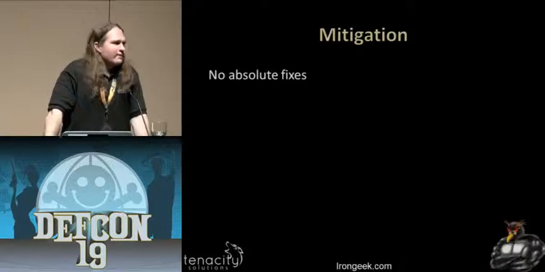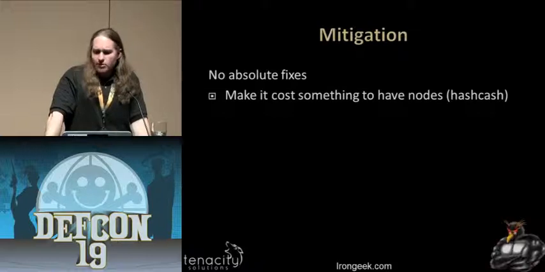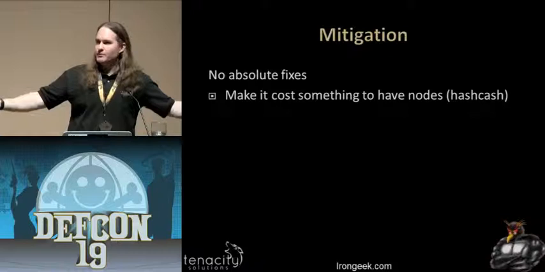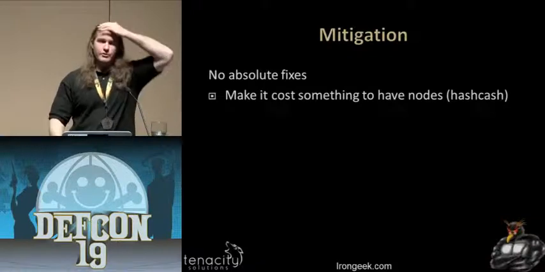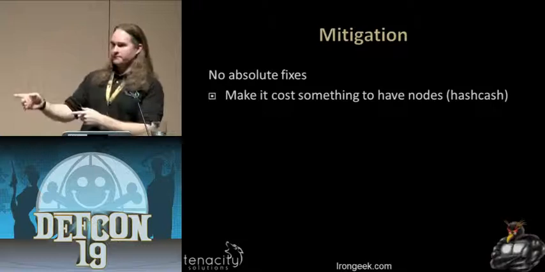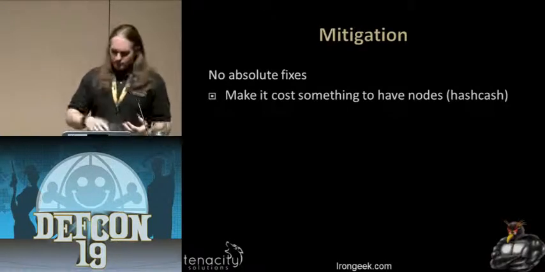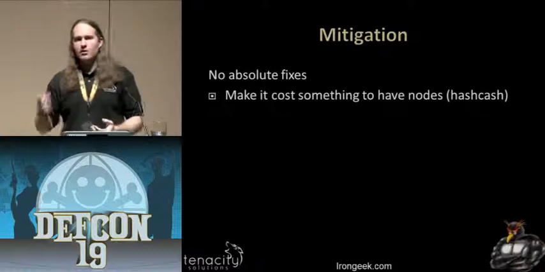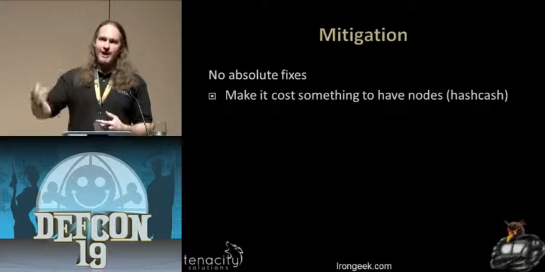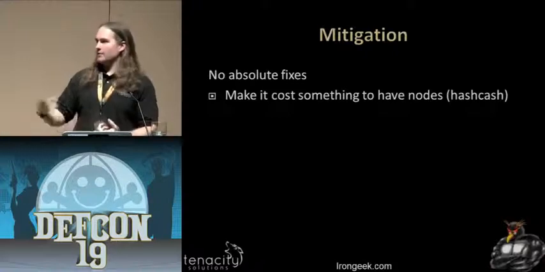Now, there are no absolute fixes out there for Sybil attacks. You can make it cost more to have nodes in the network so that someone can't spin up 5,000 nodes to try to manipulate it, using some kind of proof-of-work algorithm like hashcash. How many people are familiar with Bitcoin? Bitcoin is a similar concept. You have cryptographic problems that are easy to check whether or not someone got them right, but hard to calculate, or that take longer to calculate CPU-wise.